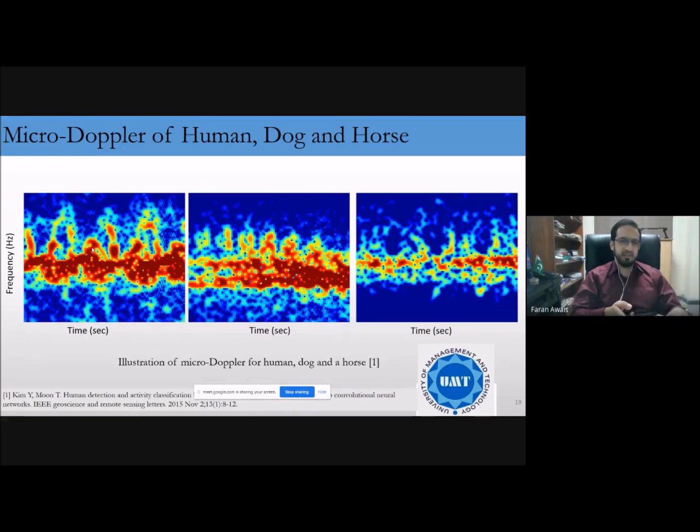On your left, you can see the STFT plot of a human that is walking. In the middle, you can see an STFT plot of a dog, and on the right, you can see an STFT plot of a horse. So you can see that all of these are different, because the way a human walks is totally different from how a dog or a horse moves, right? So all of these plots are different, and the signature of each of them would be different.